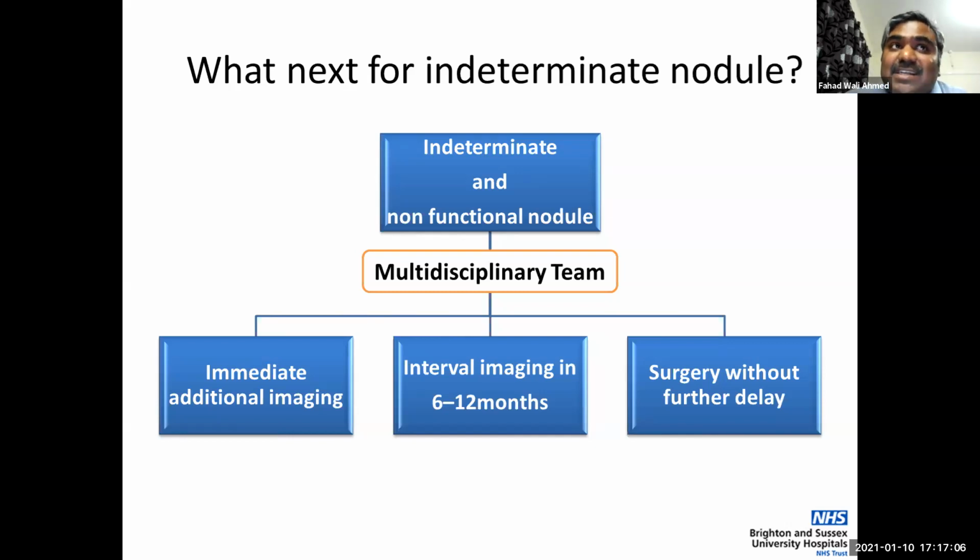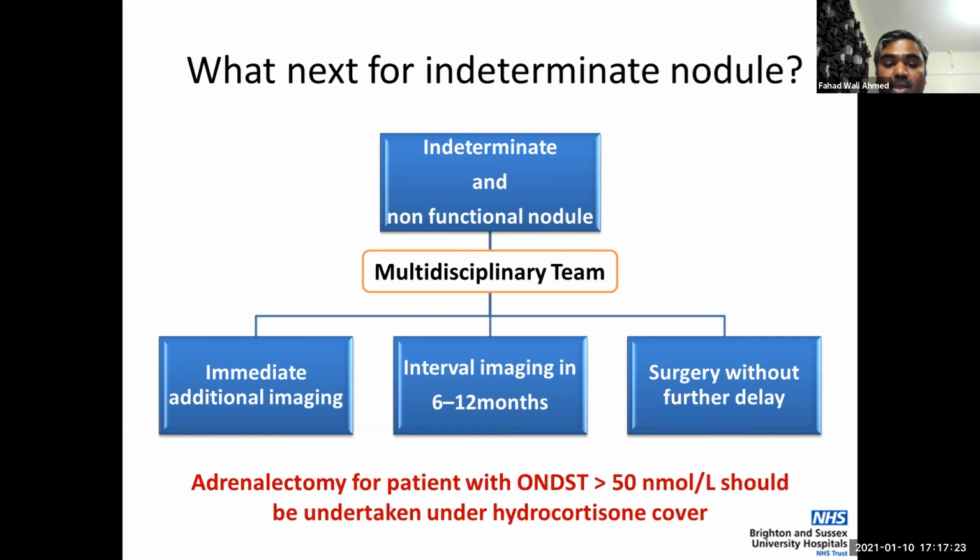Even if it's increasing in size less than 5 millimeters, but if the patient is very young, let's say a 22-year-old, then it may favor surgery. And in some cases, we go for surgery without any further delay, either by patient choice or because of concern regarding the lesion that it could be a malignancy. I think it's important to note that if we are offering adrenalectomy for a patient whose dexamethasone suppression test has not suppressed to less than 50, then it should be undertaken with hydrocortisone cover.